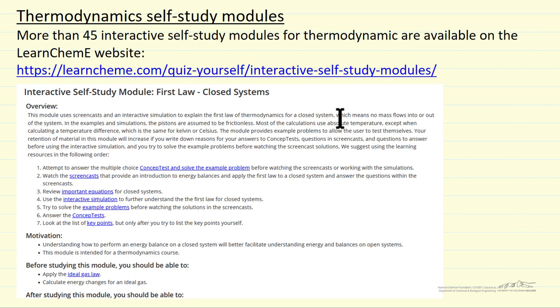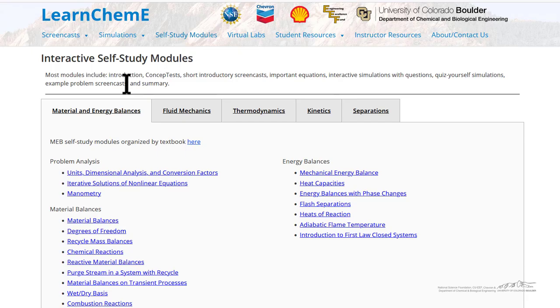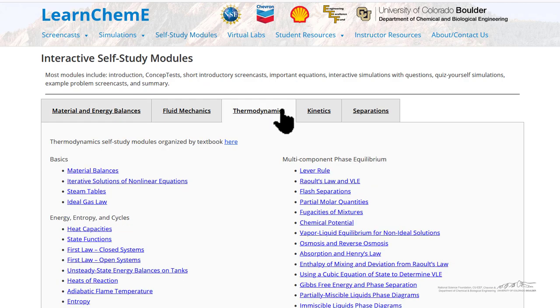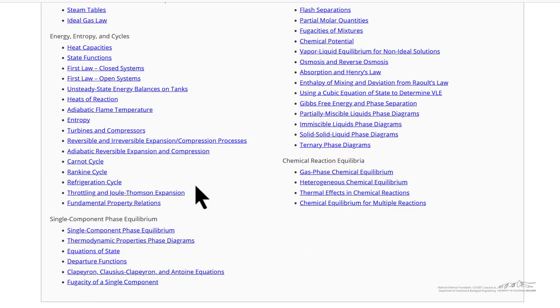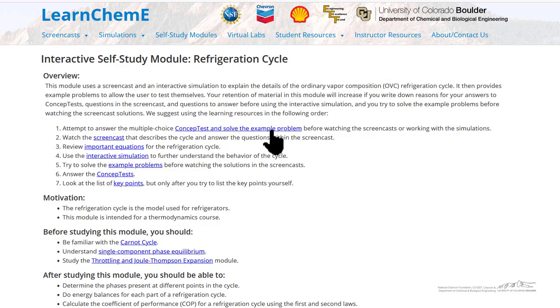In addition to thermodynamics, we also have interactive self-study modules for 4 other chemical engineering courses. So here's the page on the LearnChemE site with the courses listed. Under thermodynamics, let's look at refrigeration cycle. And we'll just step through.